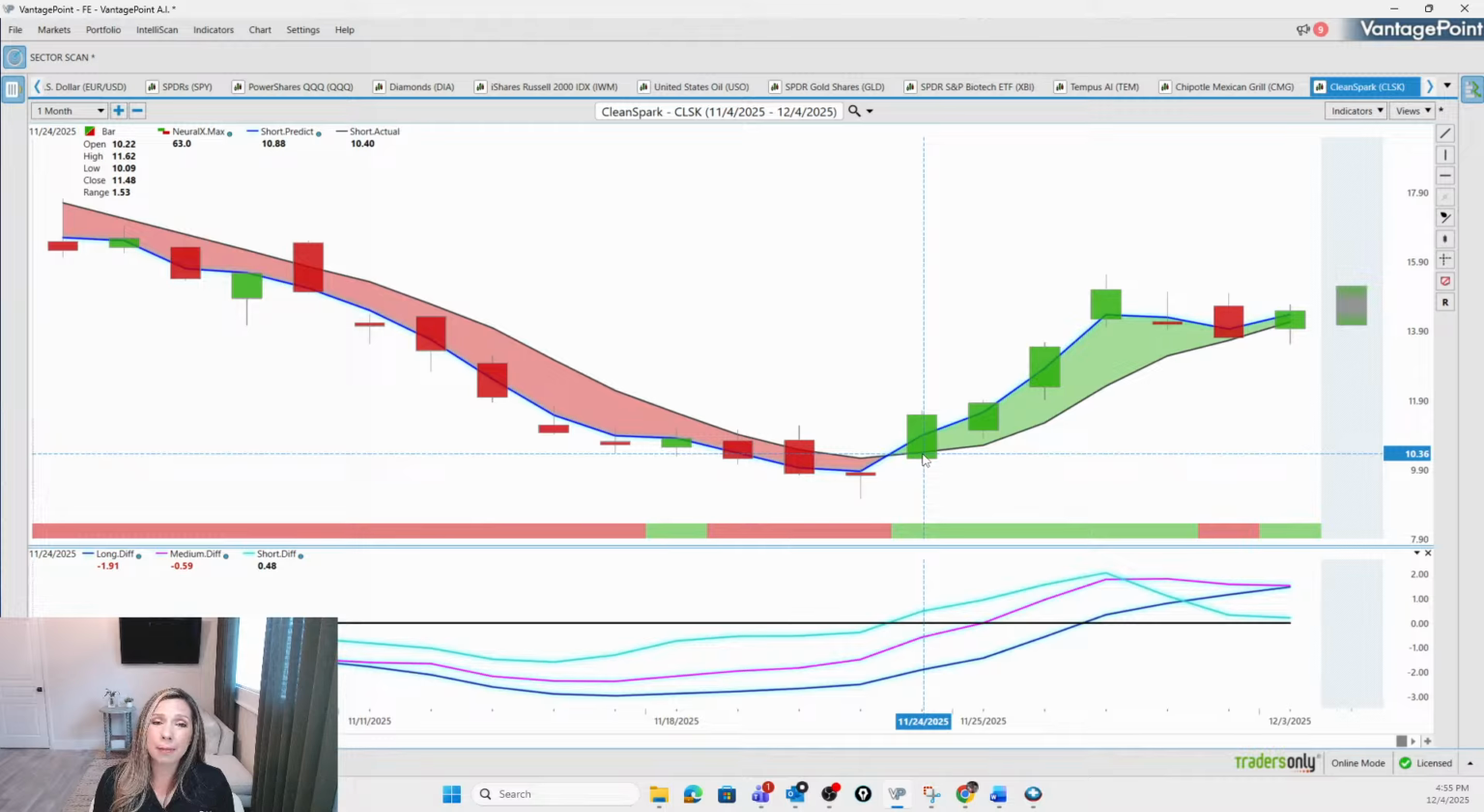For some of you, that means that maybe you don't take that position. For some of you, maybe that means you take a smaller position. For some of you, maybe that means that you're going to wait until you get more confirmation. Everyone's going to be a little different. No one trade strategy is one size fits all.